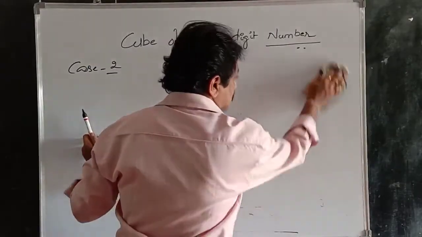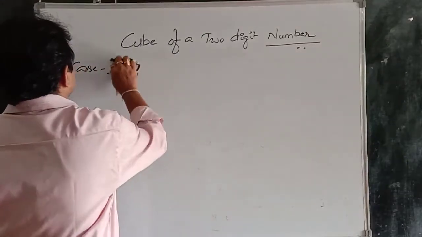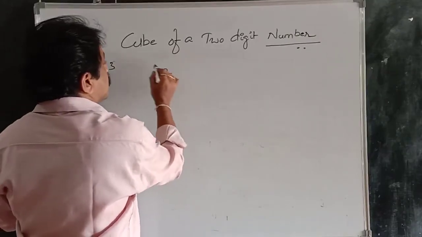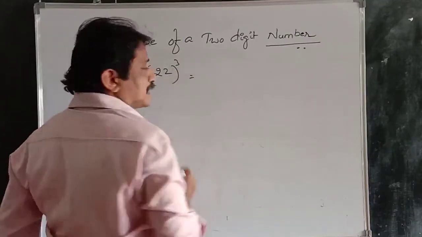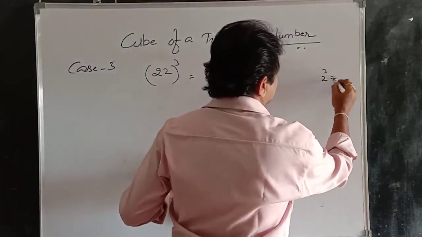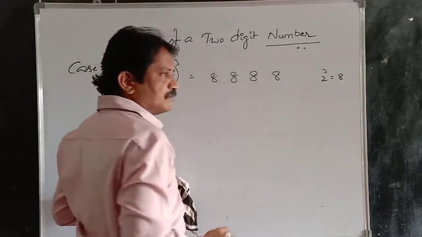Okay, maybe 22, maybe 33, maybe 44, maybe 55, up to maybe 99. Okay, so case 3: 22 whole cube. You just cube the numbers. Because you know that 2 cube is 8, no? So write 8, 8, 8, 8.